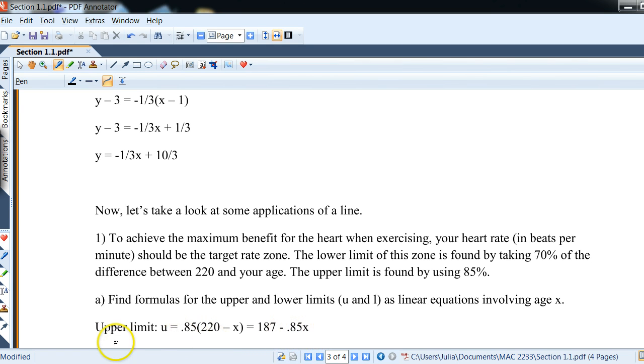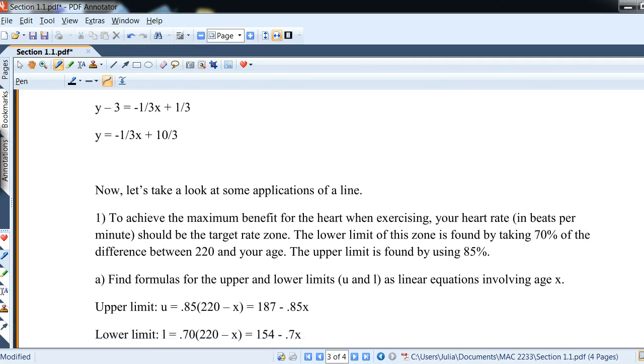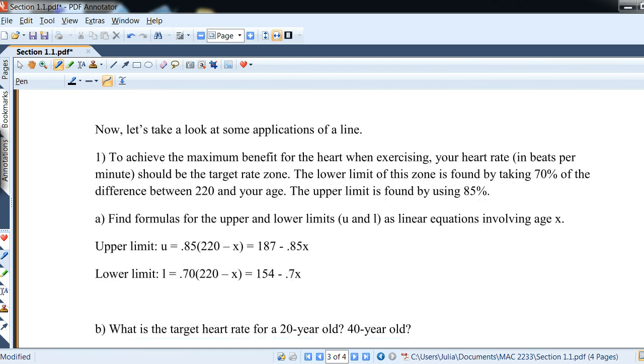Now you can do it similarly with the lower limit. You can try to set this up right now, maybe pause this video. So note how I did the same thing with 0.70. I distributed, and so we get 154 minus 0.7x. So these are the 2 equations. Now let's do some problems. What is the heart rate for a 20-year-old and a 40-year-old? How would you find this information?